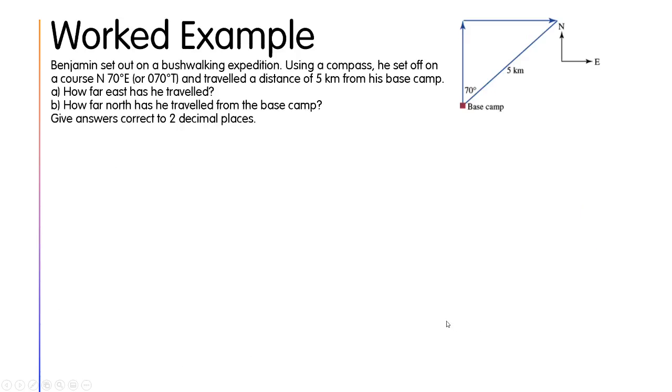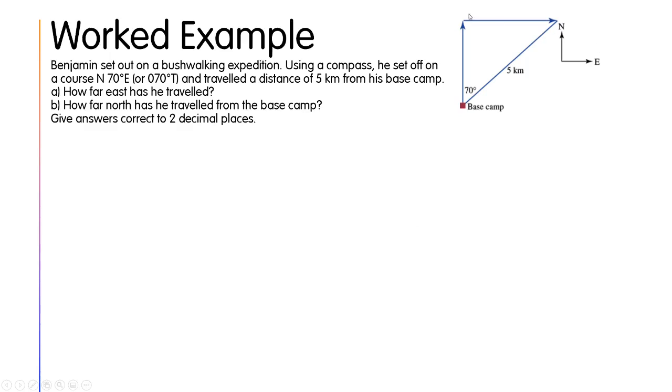Here's a slightly worded example. Benjamin set out on a bushwalk expedition. Using a compass, he set off on a course of north 70 degrees east, or 70 degrees true, and travelled a distance of 5 kilometres from his base camp. How far east did he travel, and how far north did he travel?